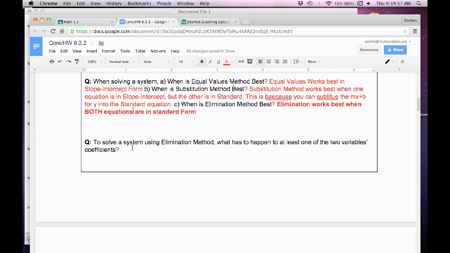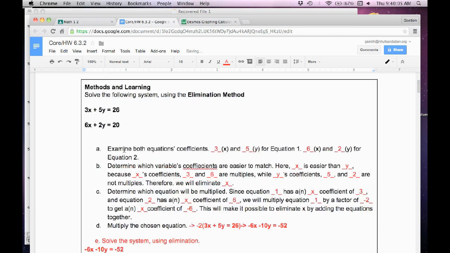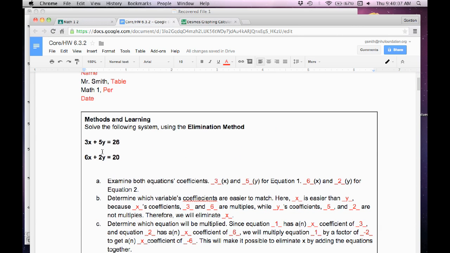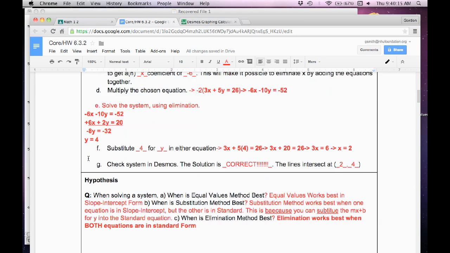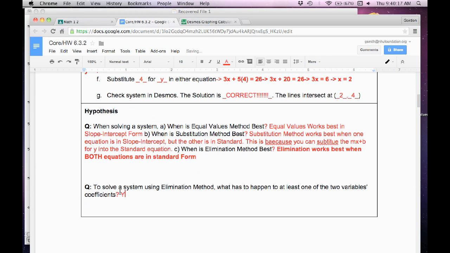To solve a system using elimination method, what has to happen to at least one of the two variables' coefficients? So you either need the coefficient of y or the coefficient of x to be opposite of each other. Like in the methods in learning, we had to turn this one into a -6 to make it cancel there. So basically, you need one of the variables' coefficients, oh, yeah, I spelled that one wrong. Haha, very hilarious.